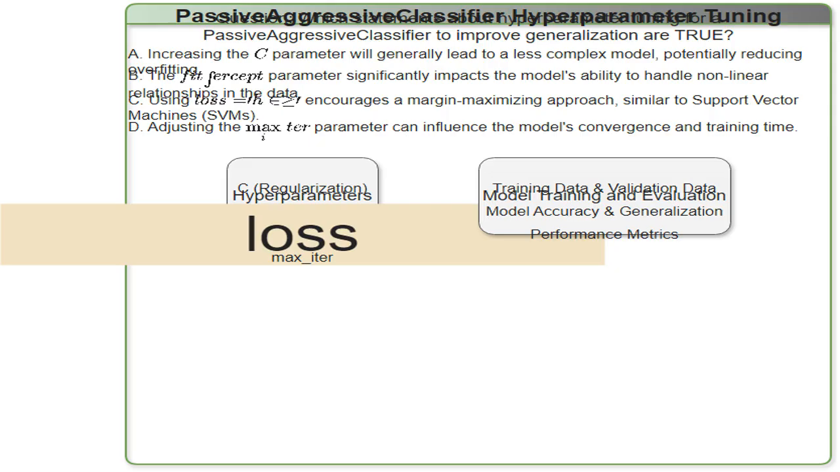This part is all about how you train and test the passive-aggressive classifier. You'll need training data to teach the model and validation, or test, data to see how well the model generalizes to new, unseen data. Performance metrics, like accuracy, help you evaluate how well your model is doing. This is crucial for avoiding overfitting.